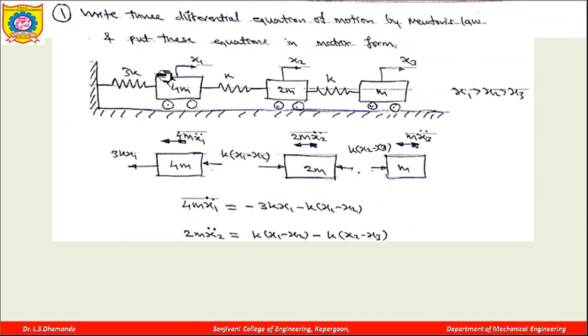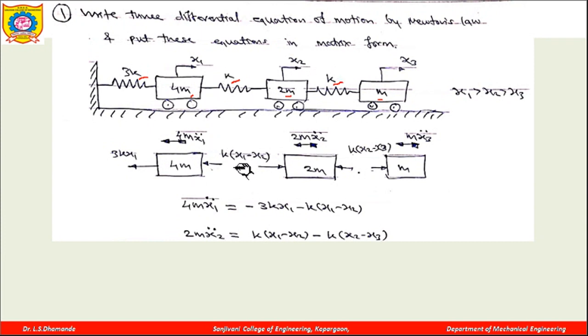Now let us see here, you have been given a system in which there are 3 masses, having mass 4m, then 2m and m. These three masses are connected by three springs. So 4m is connected to the structure with 3k stiffness. Then 4m and 2m are connected by stiffness k, and 2m and m are connected by stiffness k again. These masses have the displacements x1, x2 and x3.